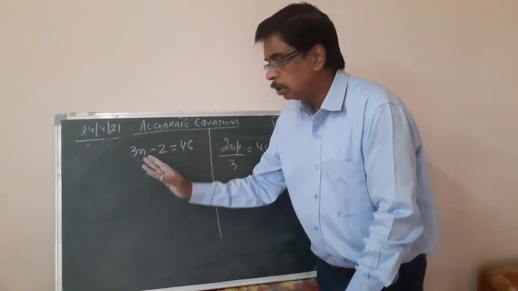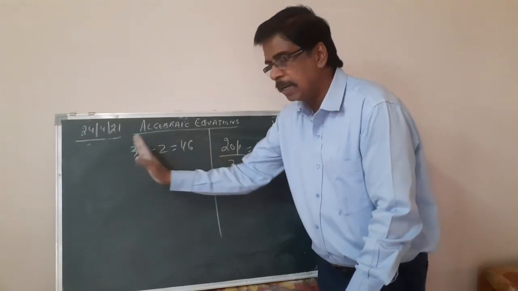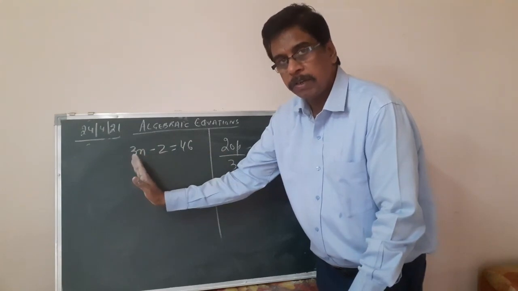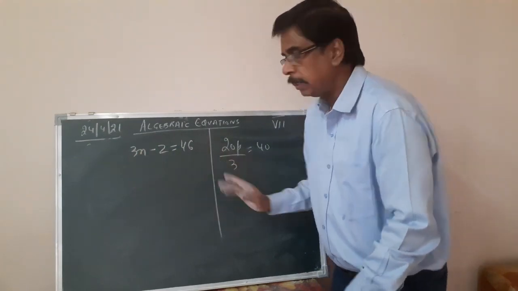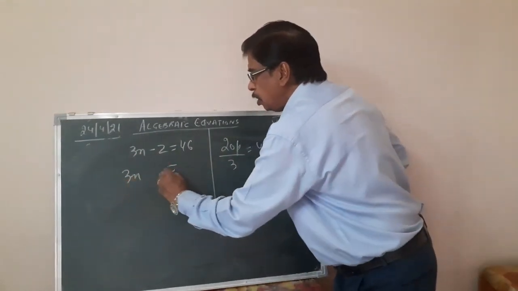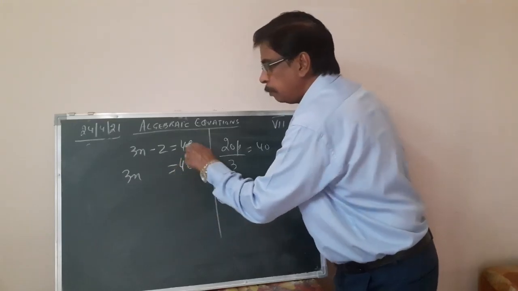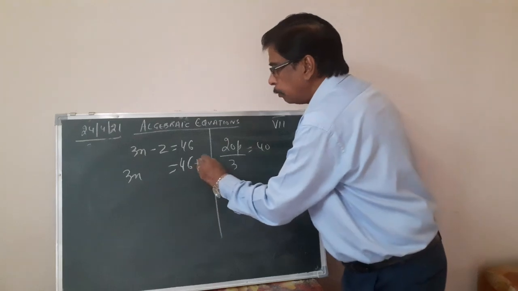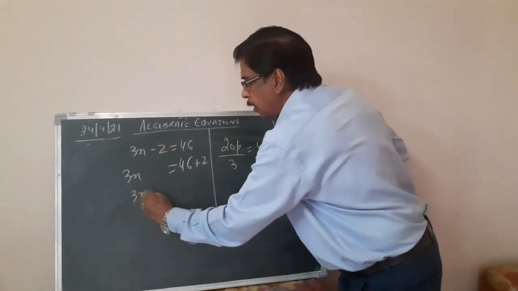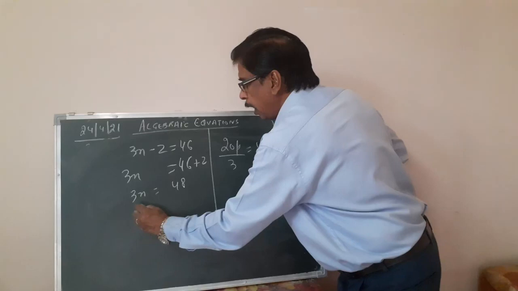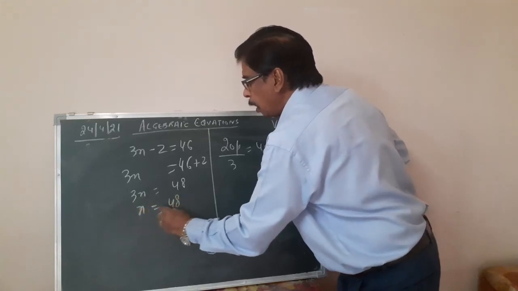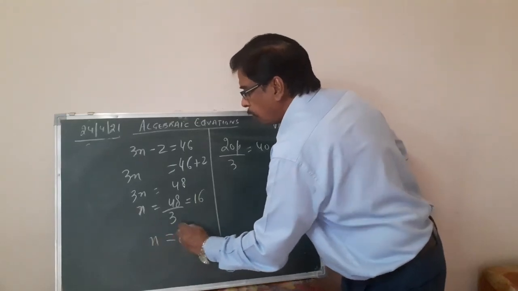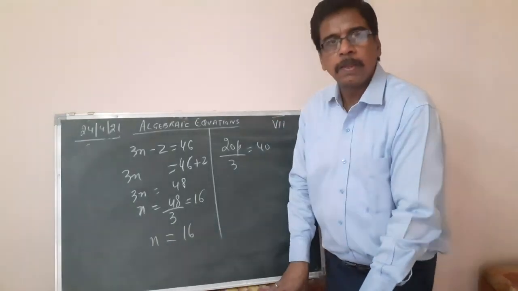As I told you, this is an algebraic equation having the left hand side and right hand side, a variable n. Keep the variables on the left hand side, all the constants should come on the right hand side. So 3n is equal to 46, let the 46 be as it is because it is already on the right hand side, minus 2, bringing this becomes plus 2. 3n is equal to 48, so n is equal to 48 upon 3, dividing it 16. So we got the value of n is 16.